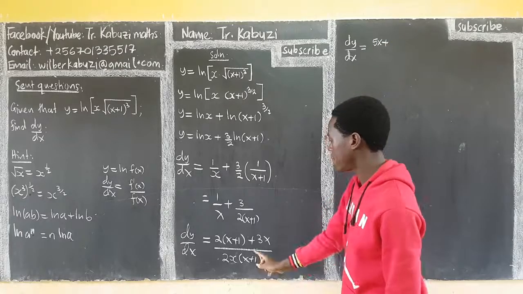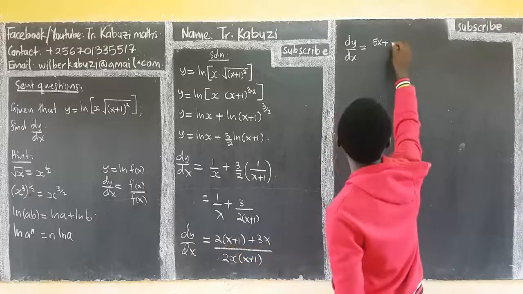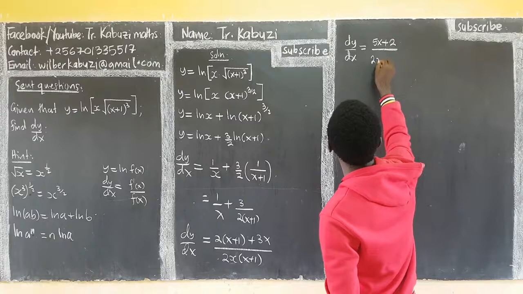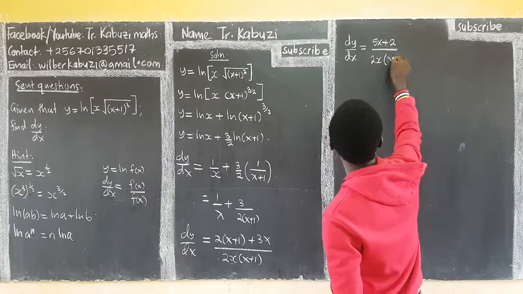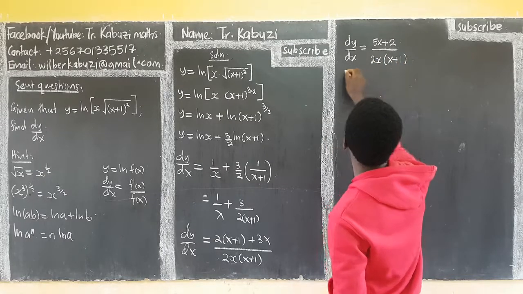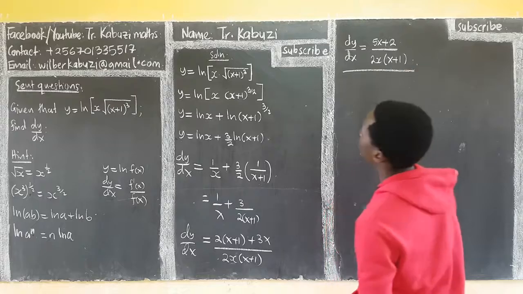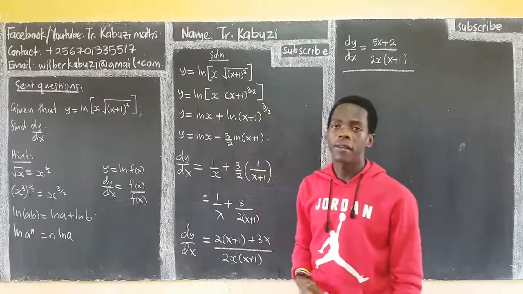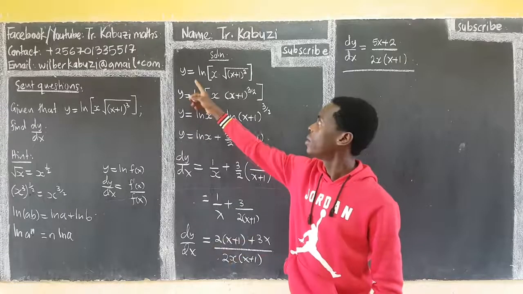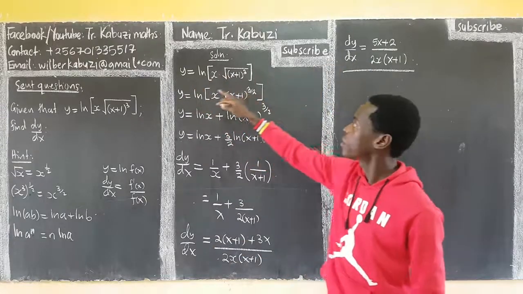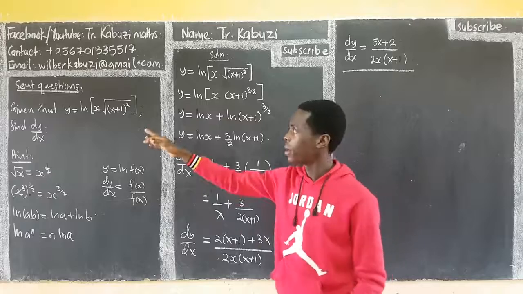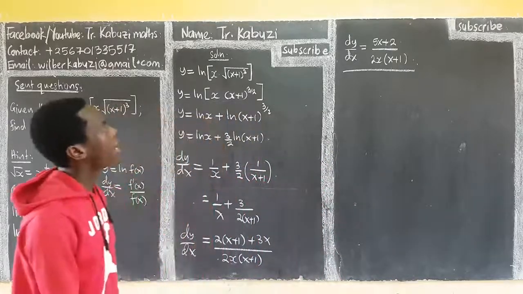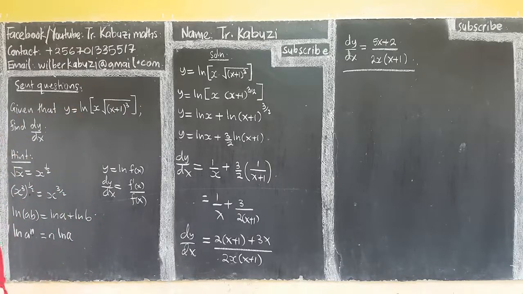Then plus 2, down over 2x into x plus 1. That's going to be our answer. Don't think that because y is already known, the question gave you the y, but if it was your y, then you would already eliminate this y. But because y was given directly in the question, you leave it like that. That's what they wanted you to get. Anyway, so that's how we handle that, members.